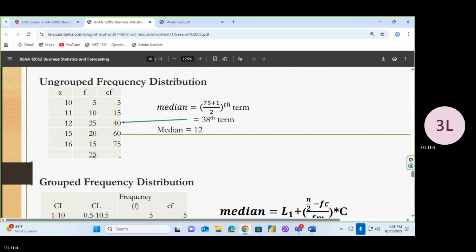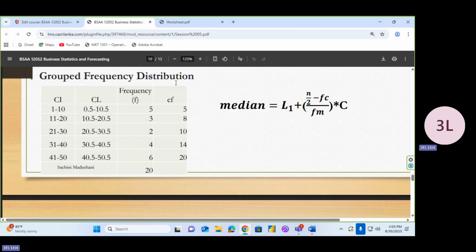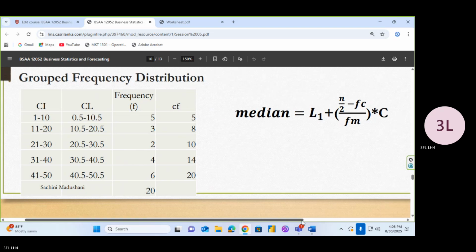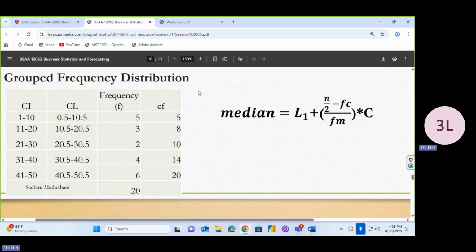Then group frequency distribution. There is a separate formula to find the median value. Okay, then this is the formula. Here L1 plus (N divided by 2 minus FC) divided by FM, into C. We will discuss one by one in here. This is the formula to find the median value in a group frequency distribution.